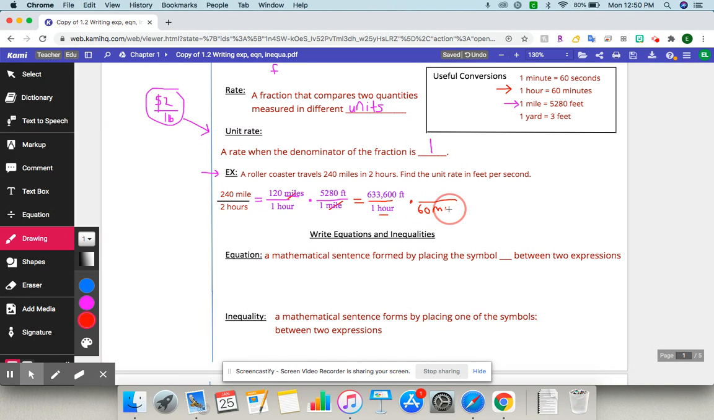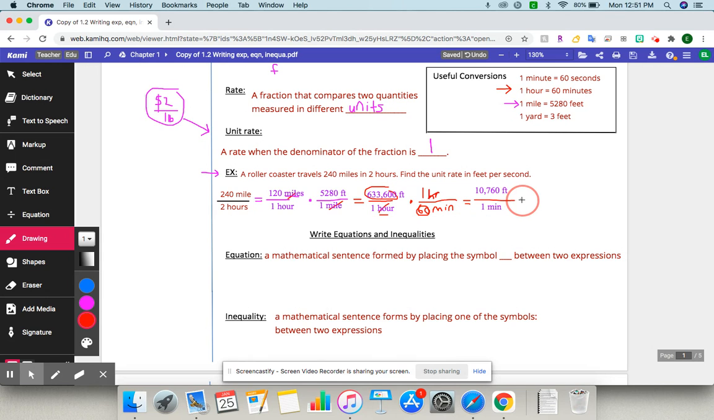But what's really happening is I'm taking this total ratio right here and multiplying it by the ratio of 1 hour for every 60 minutes. And again, my hours divide out, and I'm left with 10,760 feet every 1 minute. So to get that number, all I did was take 633,600 and divide by 60.